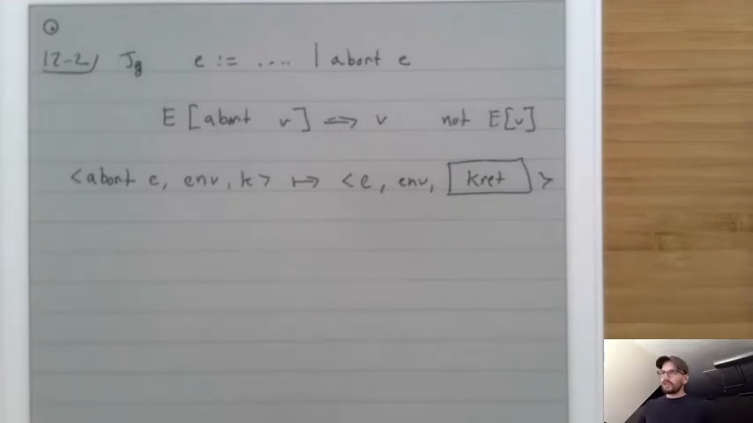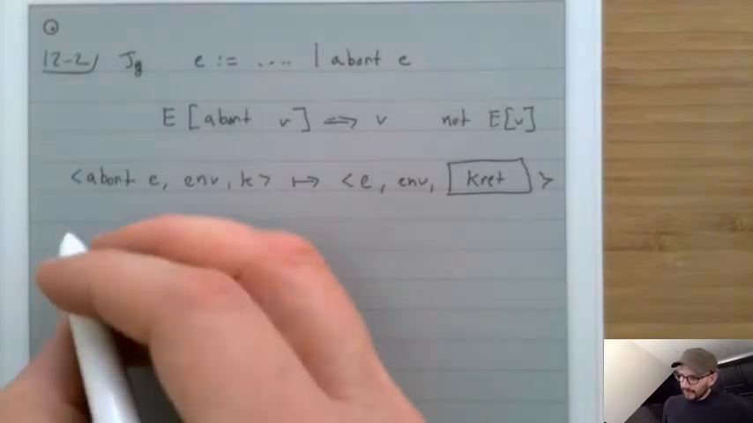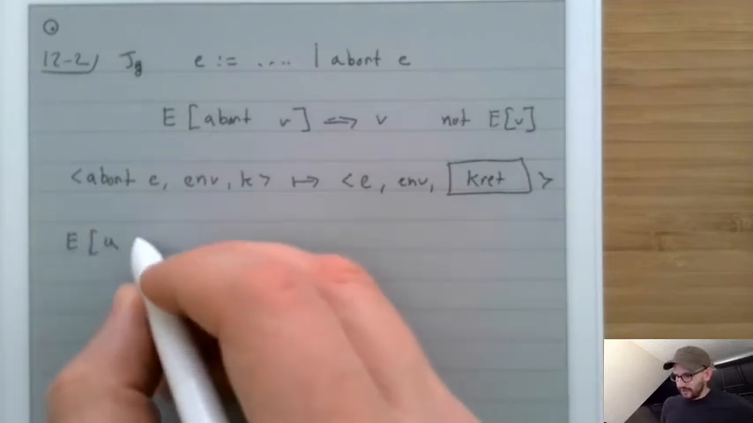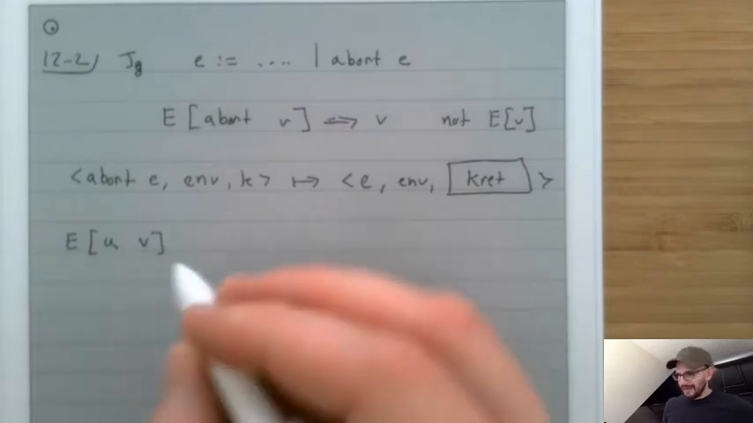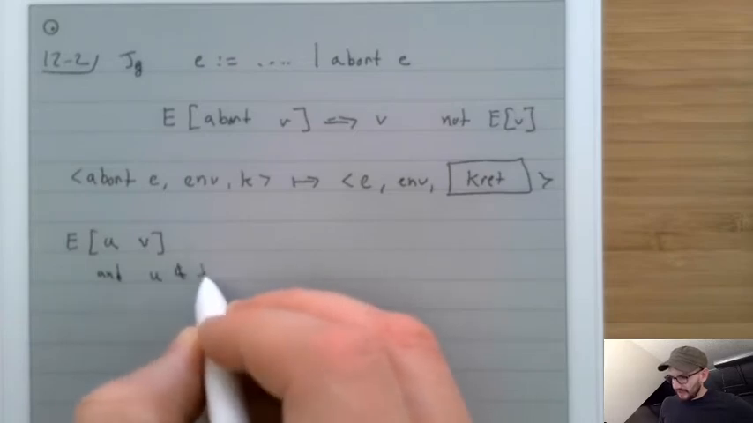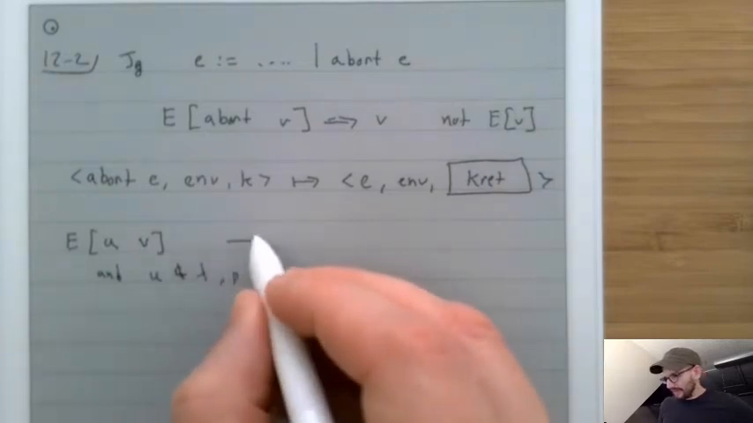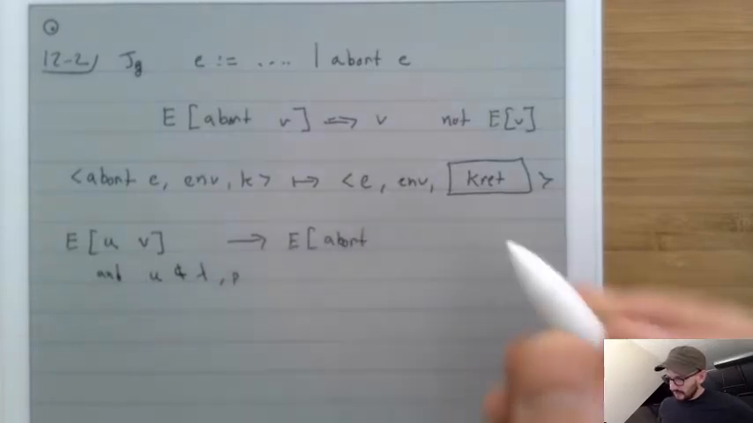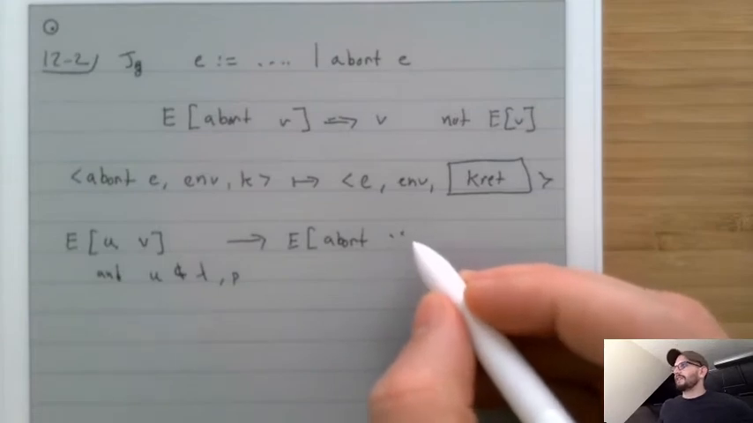Okay? So once you do that, then what we do is we go meticulously through our language and we add all the rules that used to be undefined. So for example, we would have a rule like this that would say, if you have a value u and a value v, and you're trying to apply u to v, and u is not a lambda and not a primitive, then in that case, we're going to go to abort of something like, not a function.